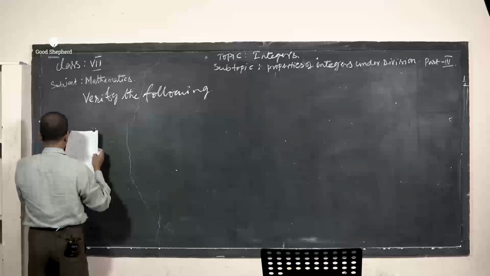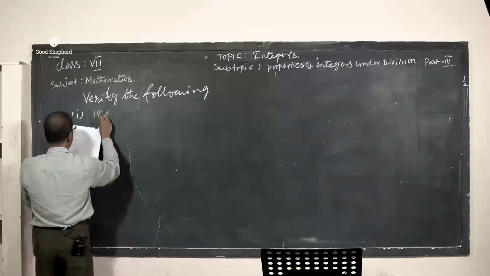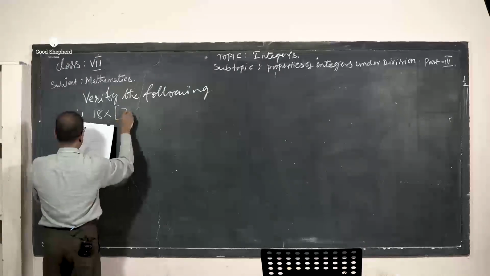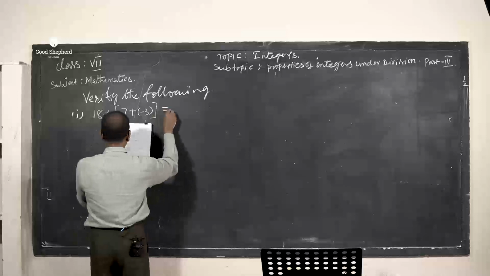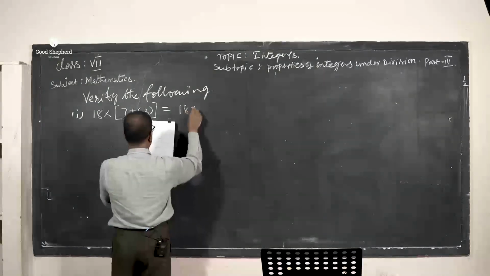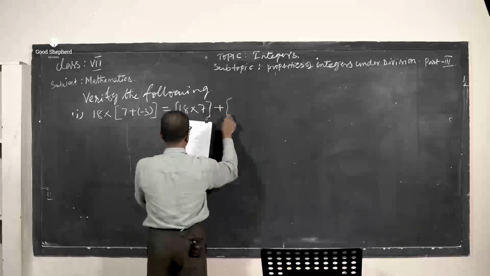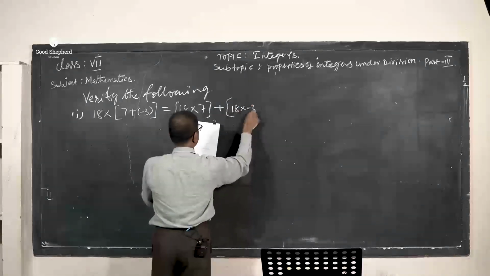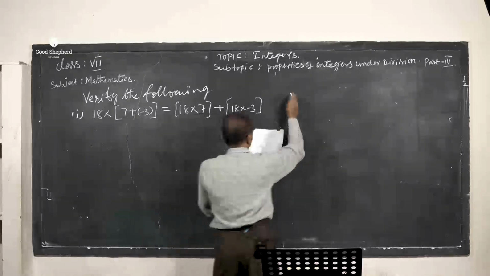Now, there are some questions here. Number 1, first bit: 18 into 7 plus of minus 3. This is equal to 18 into 7 plus 18 into minus 3. What property are we going to adapt here? One more question.